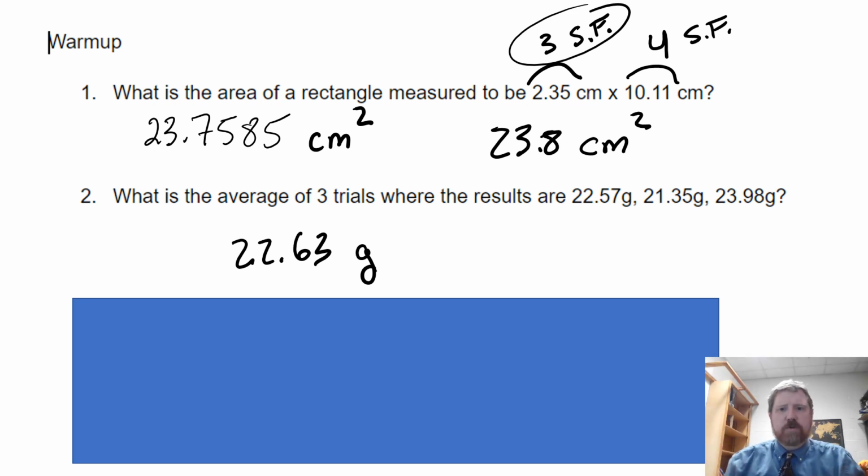All right, welcome to Worksheet 2, the answer video edition. Now you might be looking at this, you might be saying to yourself, this is not Worksheet 2. This is actually a warm-up I've done in the past. What is the area of a rectangle? Here are the measurements of the rectangle.